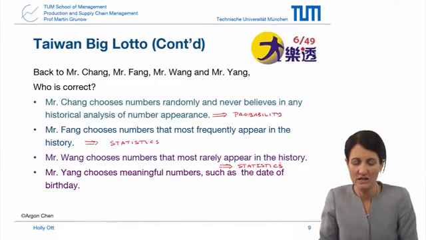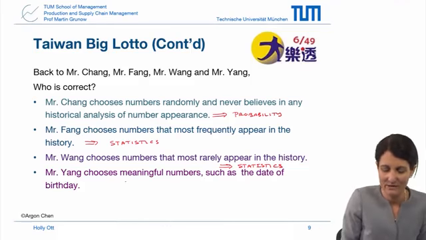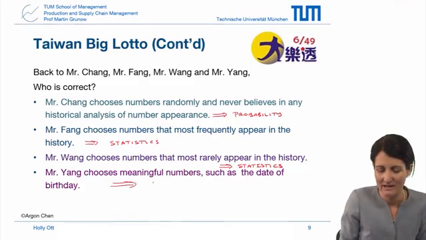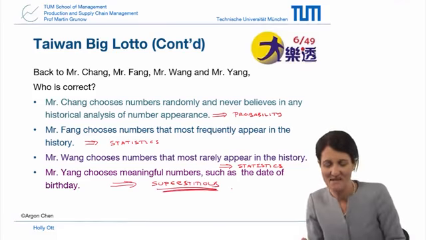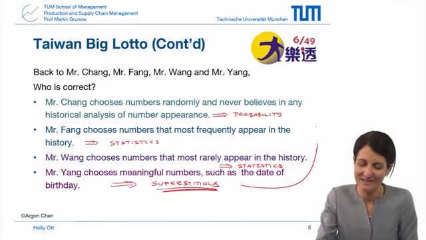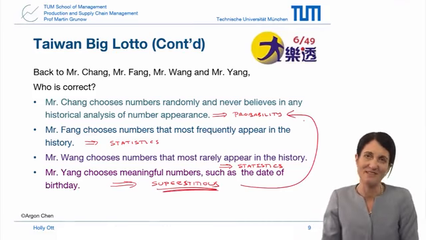Then we have Mr. Yang. He chooses meaningful numbers such as the date of his birthday. And I think we could easily say here that he's just superstitious. You could also argue that he knows it doesn't make any difference, so he believes in the probability.